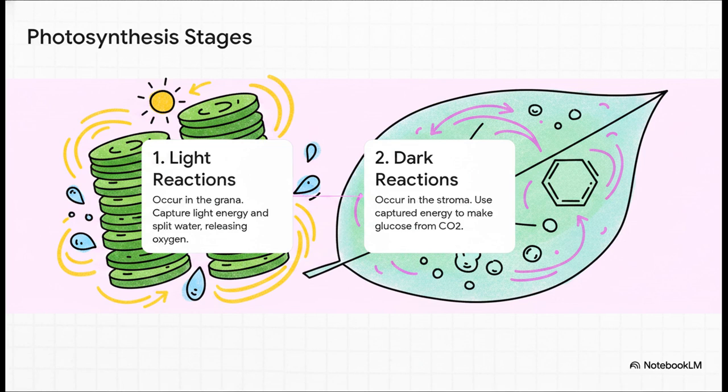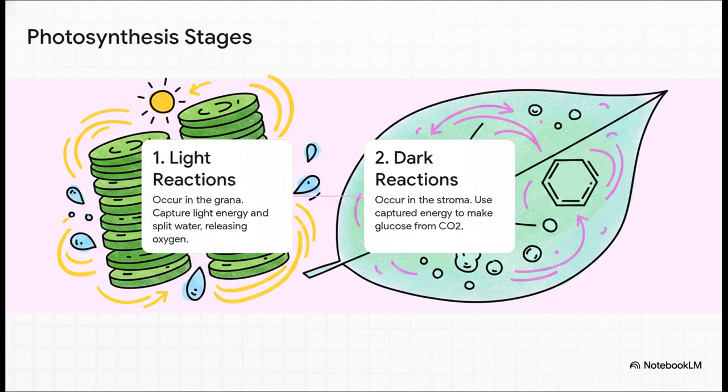Now, this is a really important detail for your exams. Photosynthesis isn't just one step, it's a two-part process. So stage 1 is called the light-dependent reactions. This part needs light, and it happens in these little stacks inside the chloroplast called the grana. This is where sunlight gets captured and water gets zapped apart.